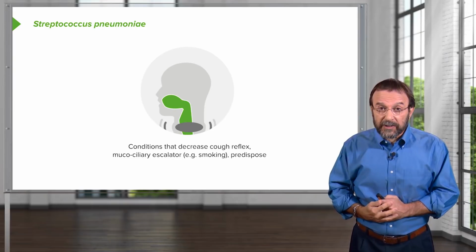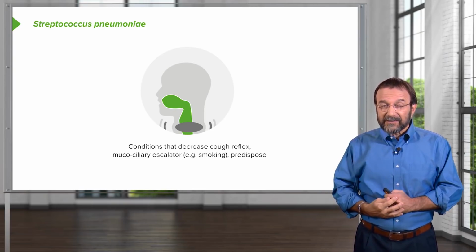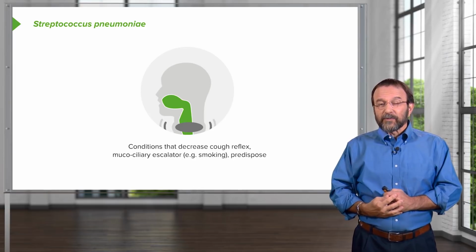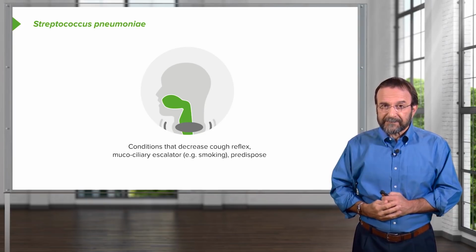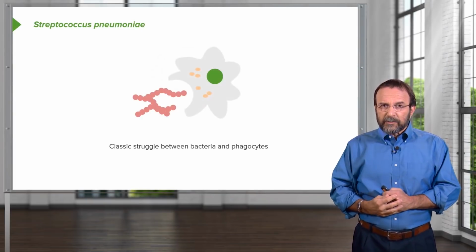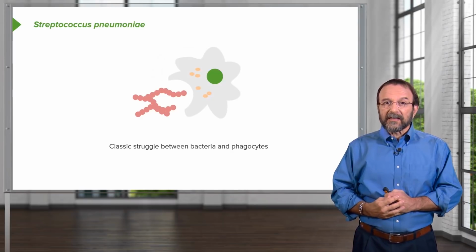Anyway, if you smoke, you inhibit that ciliary elevator. You slow it down. And so that's why smokers in particular have more predisposition to respiratory diseases such as this one. The pneumococcus carries out a classic struggle with phagocytes.